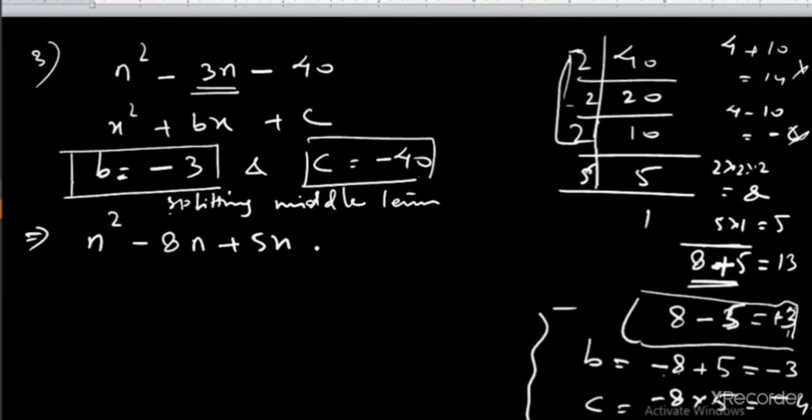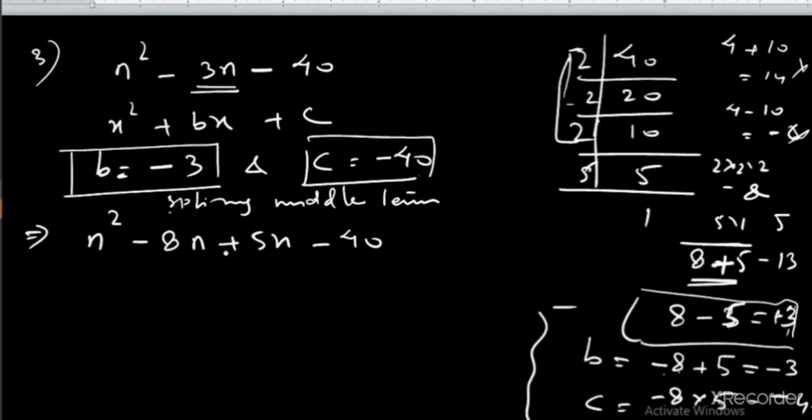Then minus 40. In the previous example, I was writing only this term in one single bracket. Now I have written after just the second. I have skipped that first one. Let me show you.